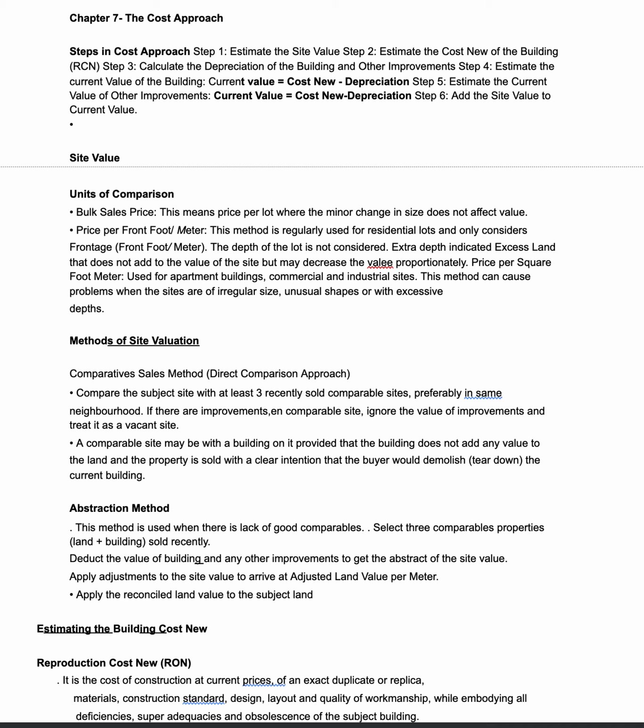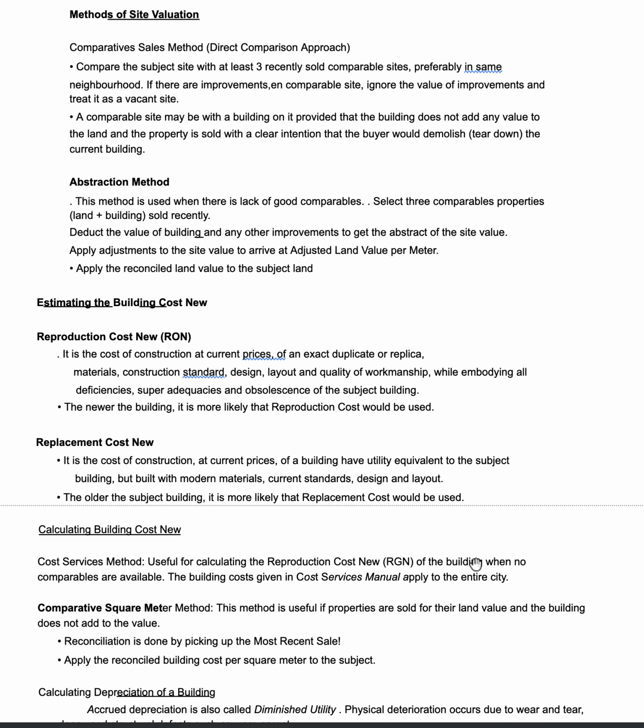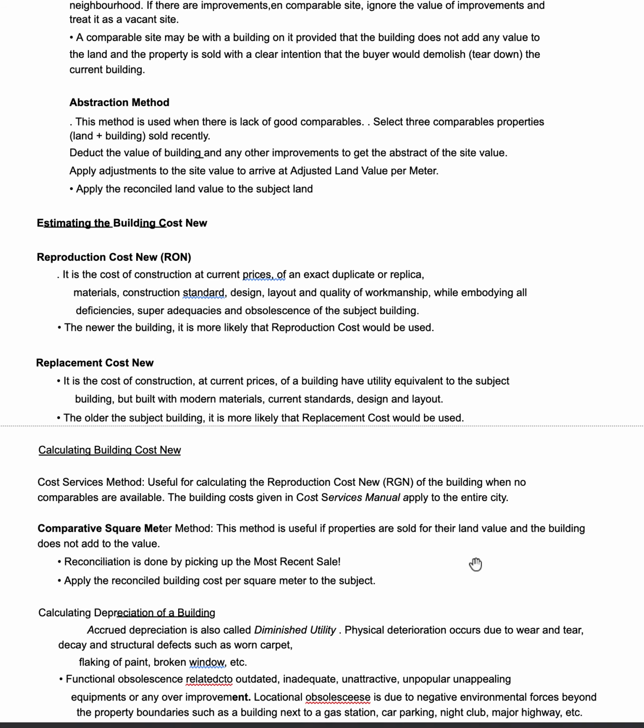The idea with the method of arriving at the building cost is a cost service method. It's estimating the building cost new. This is a reproduction cost new. This is the cost of constructing, at current prices, an exact duplicate or replica, using the same material, construction standard, design, layout, and quality of workmanship, while embodying all deficiencies, superadequacies, and obsolescence.